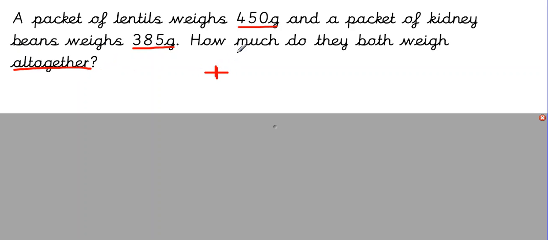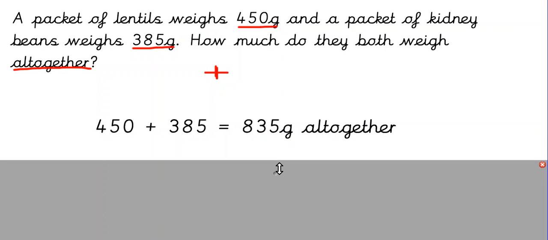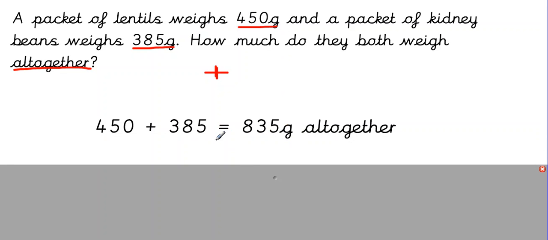Okay, and now we're going to take our two weights, weight of lentils and the weight of kidney beans, we're going to add them together. So 450 add 385, you should get 835 grams altogether. Make sure you put your units of measure on the end. So in this case, your unit of measure is grams. So make sure you put your G on the end to show that you are still working in the same unit of measure.